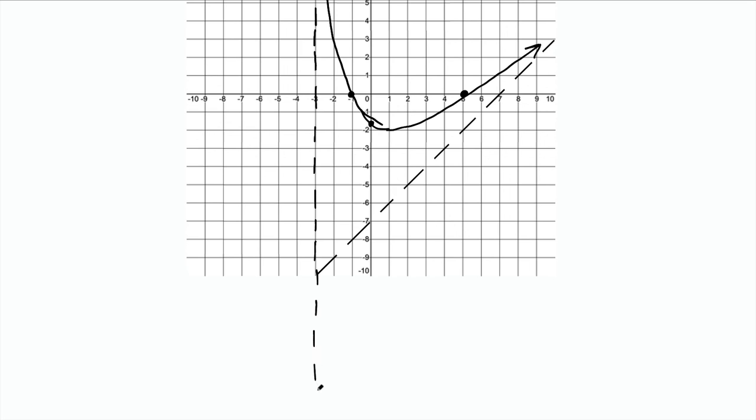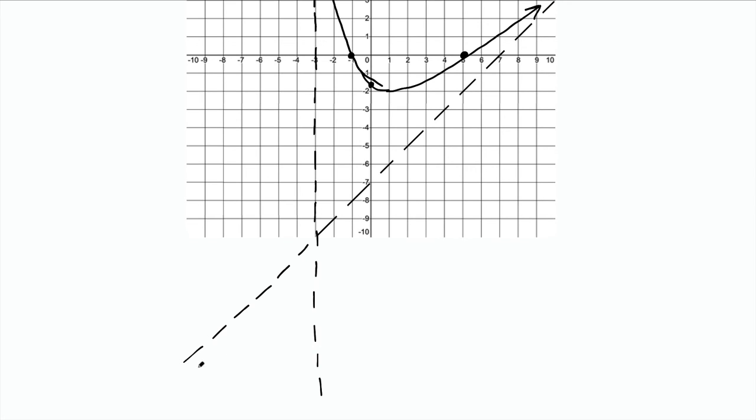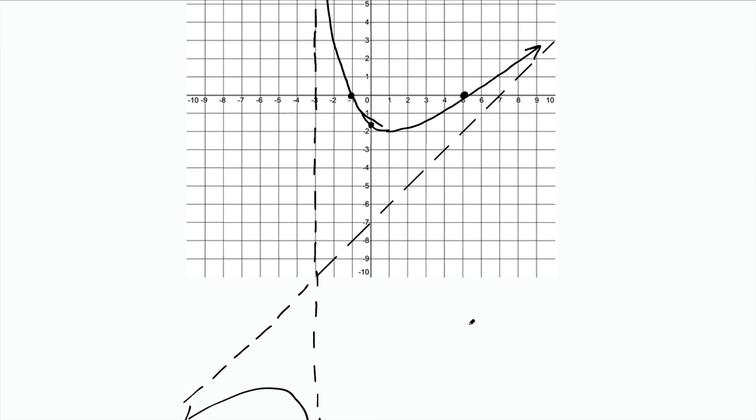My asymptotes did not extend, so let me go ahead and do that. And then we can sketch a curve there that follows the asymptotes. So there's the rough sketch of this function.